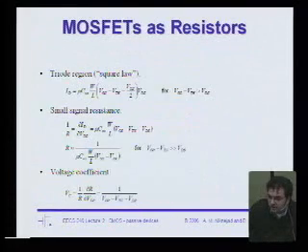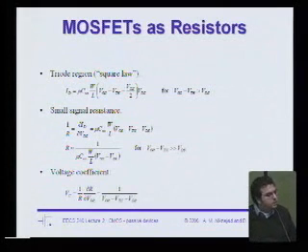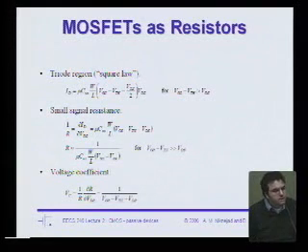So let me skip ahead a little bit here. All right, so there is one thing we didn't talk about, and nobody brought it up. Why not use a MOSFET as a resistor, right? It's a transresistor, but if I don't put a signal on the gate, if I just hold it at a constant voltage, then it's a resistor, right?